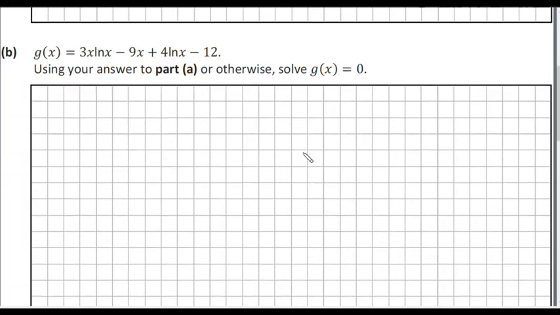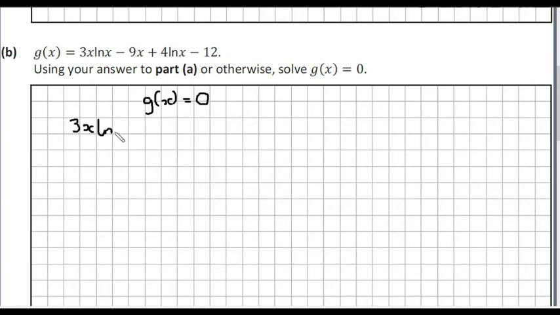So then moving on to part B, it says g of x is 3x ln x minus 9x plus 4 ln x minus 12. And it says using your answer to part A or otherwise, solve g of x equal to 0. Well, if g of x is equal to 0, then all of this is equal to 0.